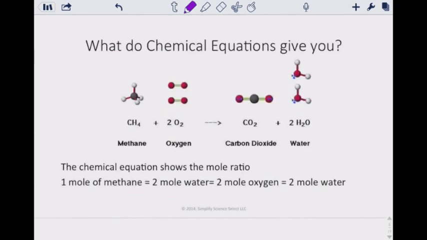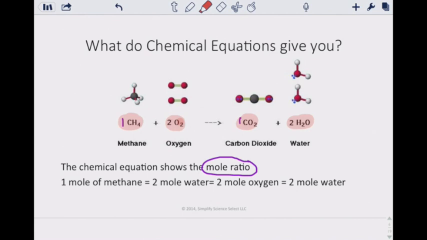So looking at what chemical equations give us. When we're looking at this, we know that it gives us the qualitative information about whether it is a gas, a liquid, a solid, or aqueous, and whether heat is added to it. It gives us that information. But what the chemical equation really does is show us the mole ratio, and this comes from the coefficients. Now we see that we have a 1:2:1:2 ratio. What this really means is that for every 1 mole of methane and 2 moles of oxygen, it produces 1 mole of carbon dioxide and 2 moles of water.